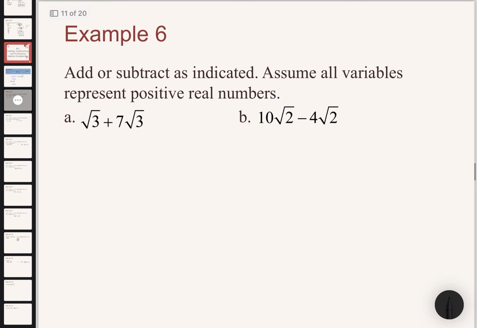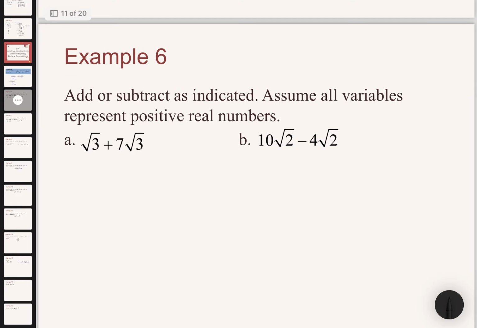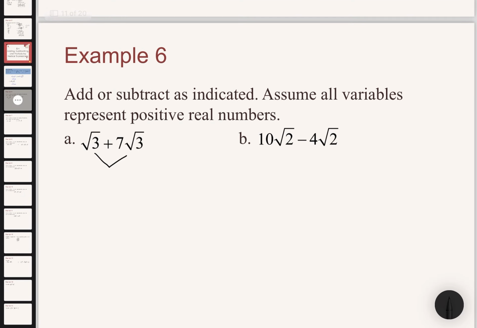So add or subtract as indicated. I have radical 3 plus 7 rad 3. Are these like radicals? Yes, these are like radicals. So I can go ahead and just say, what is 1 plus 7 rad 3? That's just going to give us 8 rad 3. And that's your answer right there, okay? So again, if you don't see anything outside here, it's a little sneaky 1.